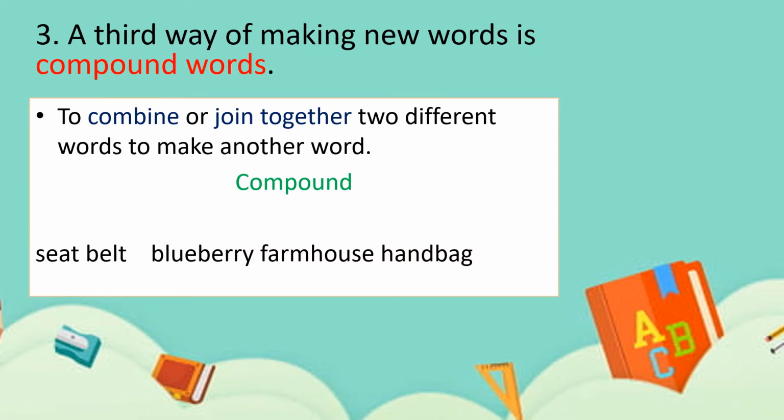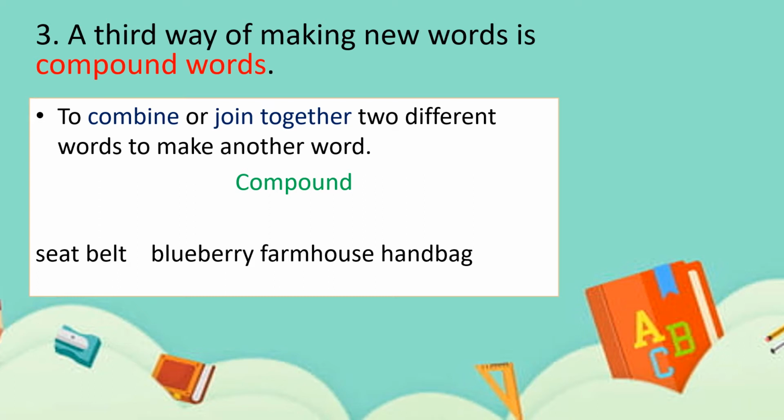A third way of making new words is compound words. The definition of compound words is to combine or join together two different words to make another word. That means one word and another come together, and it may give me another meaning which is far from these two words which are combined.